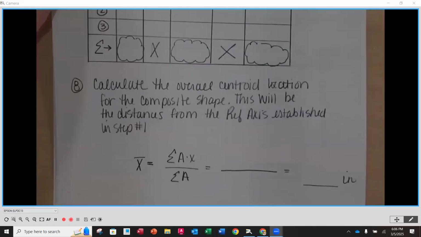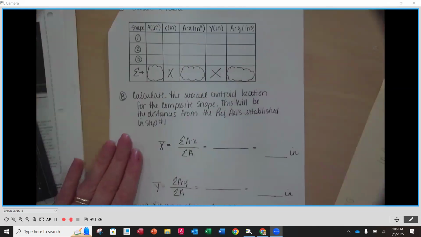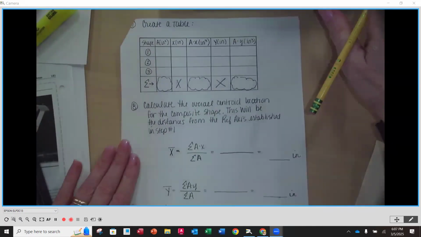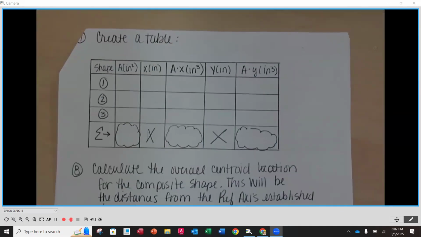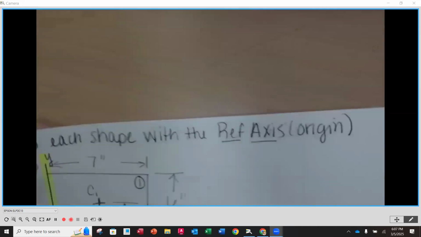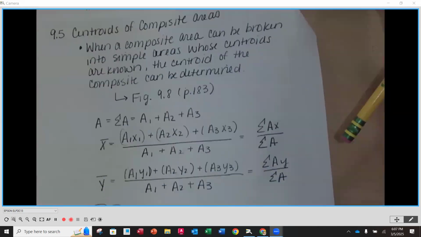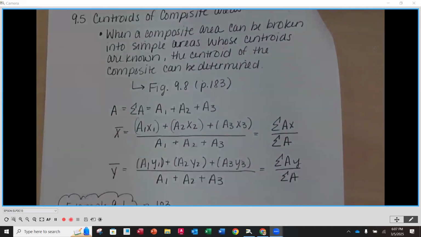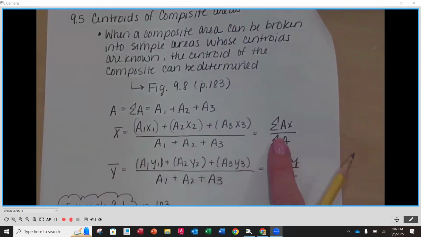Now we've got each one of our shapes done. Now what we're going to do is organize this information, and we're going to organize it based on what we need. If we go back to the equations to calculate x bar and y bar, we're going to need the values that we have here. So we're going to need each one of our areas, and we're going to need the total area.